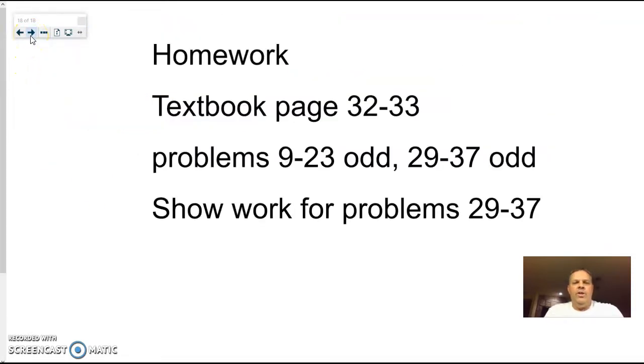Now that you have finished the video, you have the rest of class period to work on homework. It is in the textbook, page 32 and 33. The problems are 9 through 29 odd and 29 through 37 odd. You must please show your work for problems 29 through 37. This homework will be checked and due on Friday.